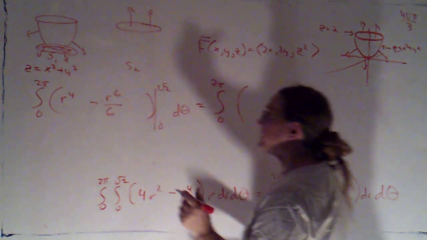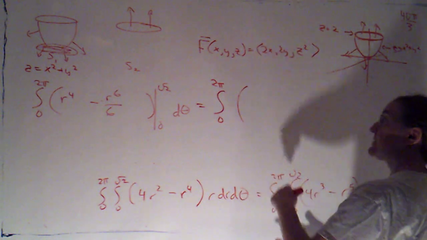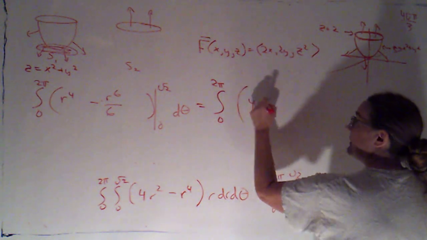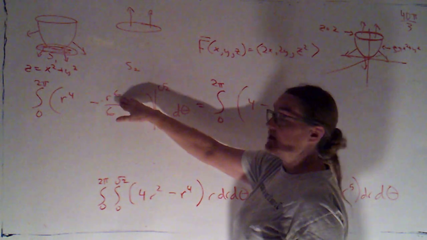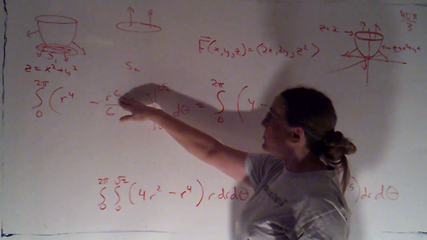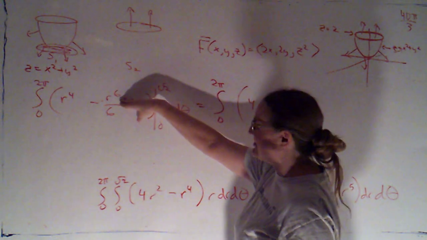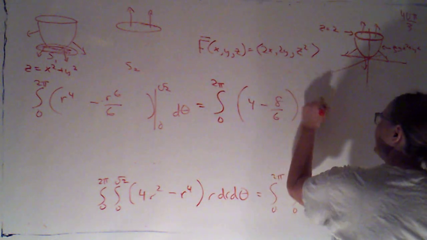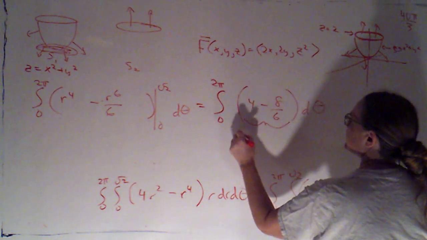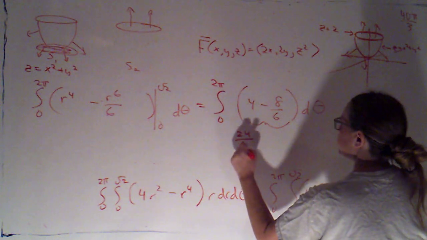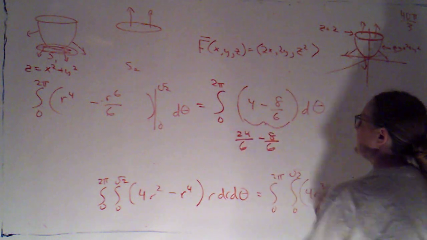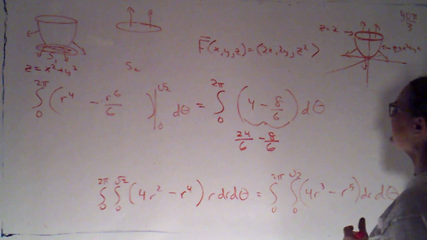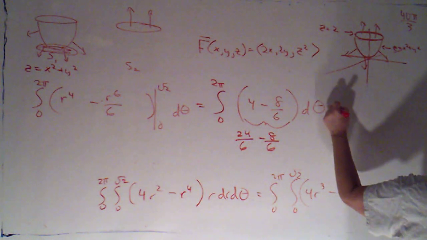Root 2 to the fourth is 2 squared, so that's going to be 4. Minus, we said that was 2 cubed, because each pair of root 2's gives me a 2, so that's 8/6 d theta. Let's see, that's 24/6 minus 8/6, so that's going to be 16/6.